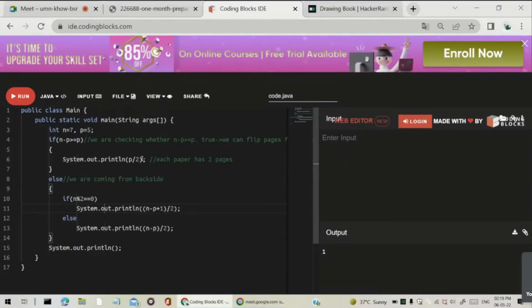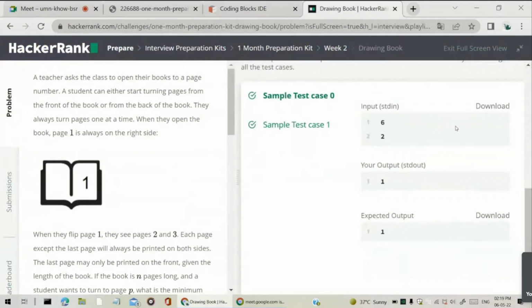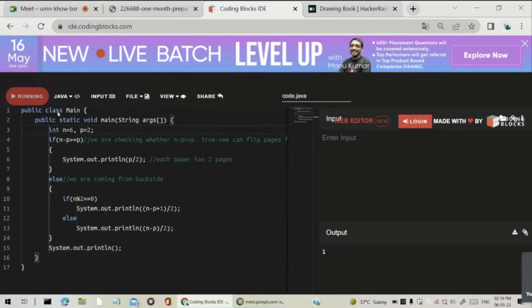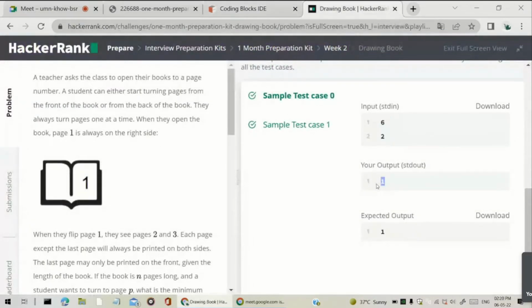Okay, now we have seen for n is equal to 7 and p is equal to 5. Let's see what the output is for the test cases. I have already submitted the test case, and here the input is 6 and 2. Let's check the code for 6 and 2. N is 6 and p is 2. When we run it, we have got 1 as output, and we have to get 1. That means we got the correct answer, and now I am going to check for test case 1.